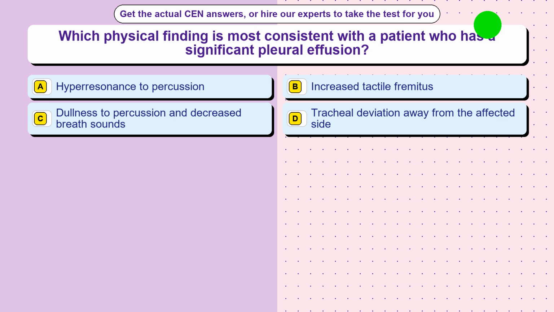Question 54. Which physical finding is most consistent with a patient who has a significant pleural effusion? Option A, hyperresonance to percussion. Option B, increased tactile fremitus. Option C, dullness to percussion and decreased breath sounds. Option D, tracheal deviation away from the affected side.